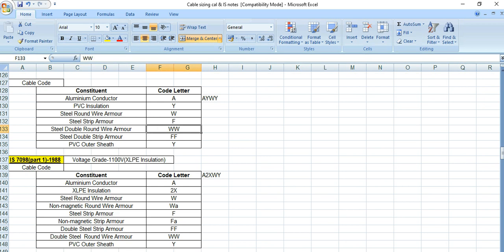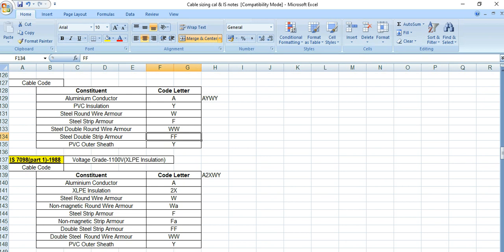Generally this is not used in industrial applications. This W is widely used and F is also used. Next, if it is double F, then steel double strip armor. This is also not used too much. Generally W and F are the ones mostly used.